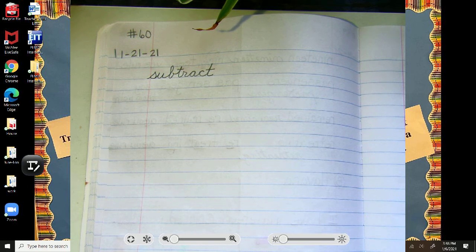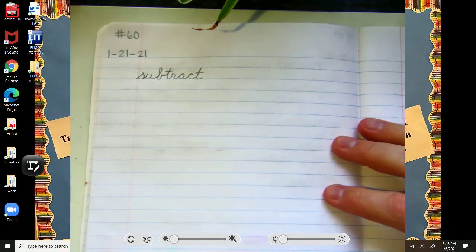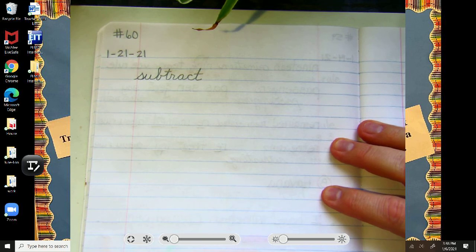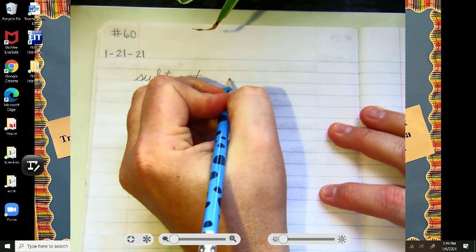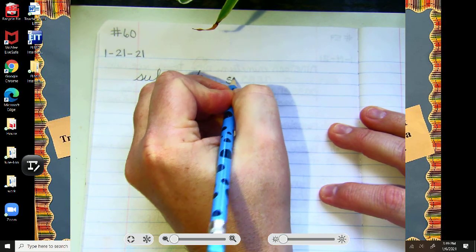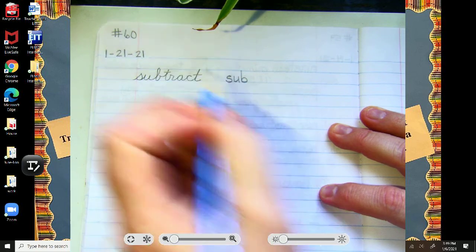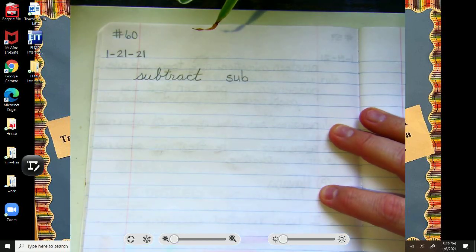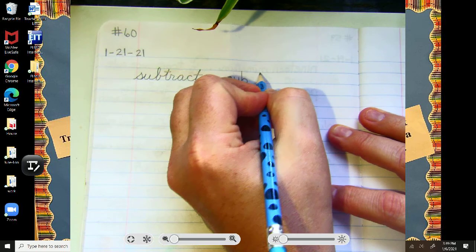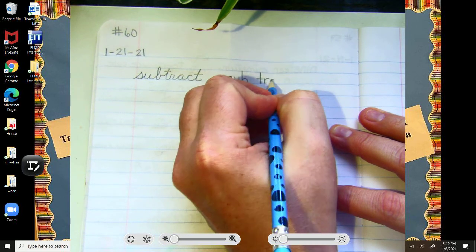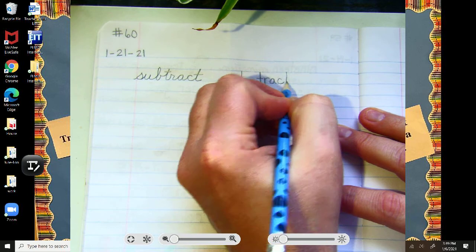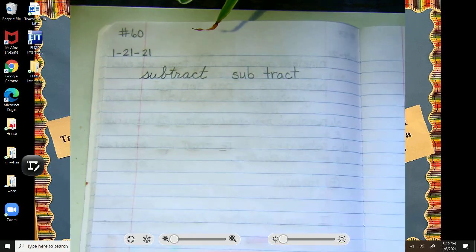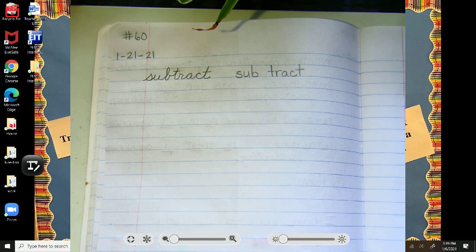All right, let's check your analysis. How many syllables in subtract? Correct, 2 syllables. Our first syllable is sub. Our second syllable is tract. Subtract. There are no markings in subtract and no rules in subtract. On to our next word.